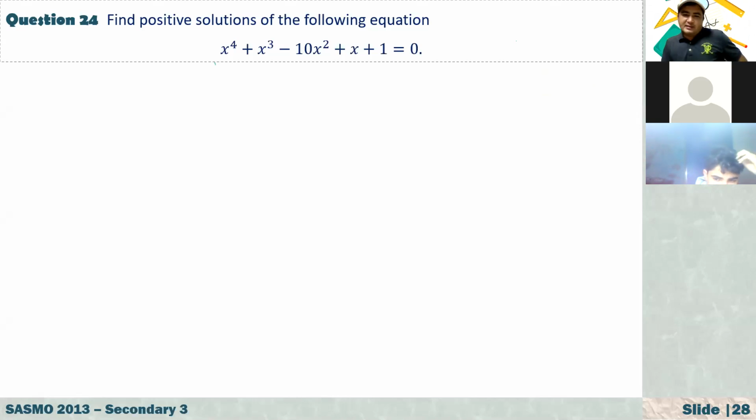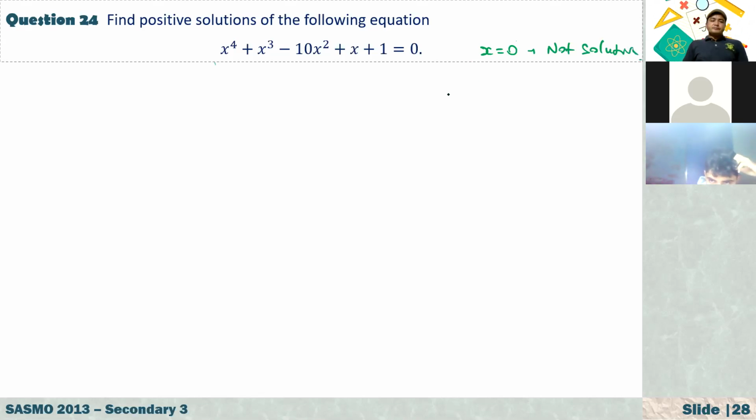At least you have some idea, at least in Sasmo, if you have this kind of question. This was a Sasmo question, but it's asked to secondary three students in 2013, but sometimes they may ask similar question to S2 students, okay? Sometimes some questions are, if you have noticed, very similar. Some questions, not all. So now, if I substitute 0, right? 0 plus 0 minus 0 plus 0 plus 1 is not equal to 0. That means x equal 0 is not a solution. Okay, so I have no problem with this.